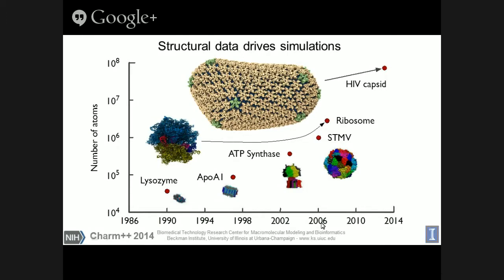piggybacks on another virus. The ribosome is the structure that reads your DNA or reads your messenger RNA and churns out proteins. If we can understand how this works, this is different between bacteria and eukaryotes. So if we can understand how this works, this is what a lot of antibiotics target. And then finally, the HIV capsid. This was a 64 million atom simulation, the current thing.